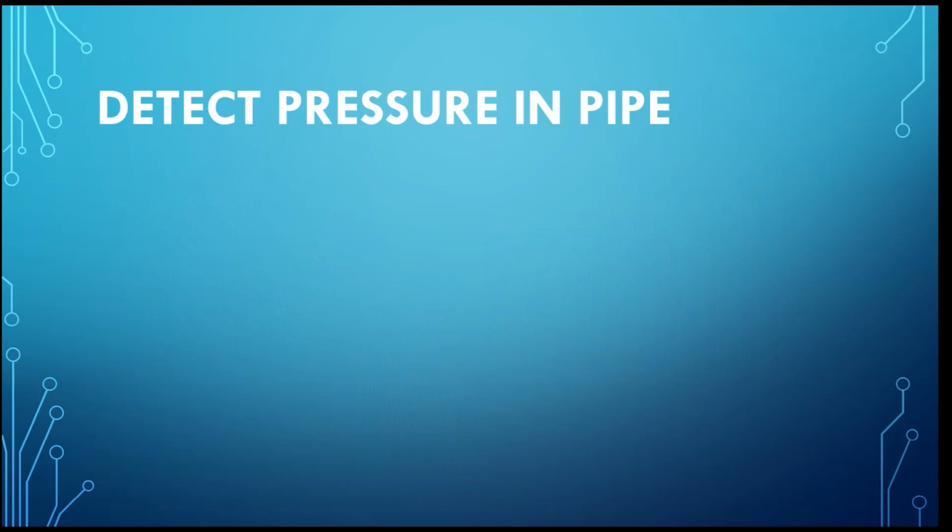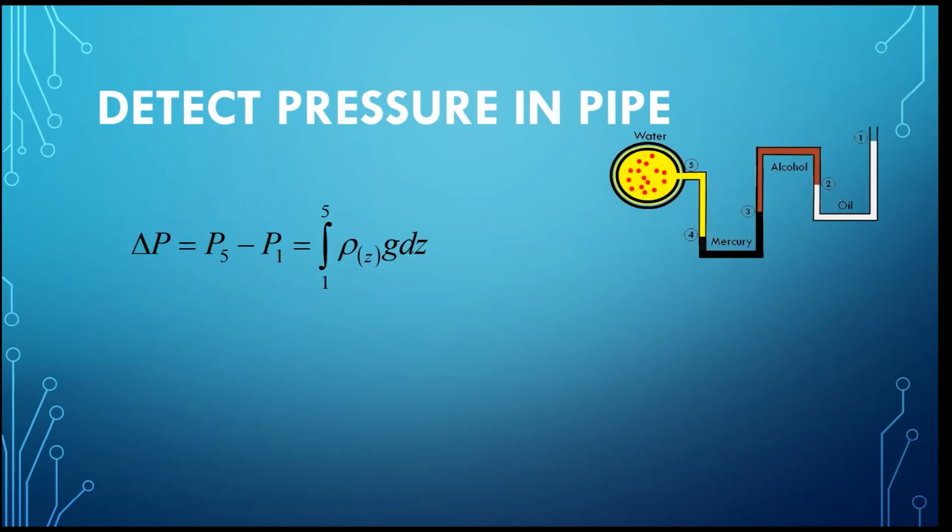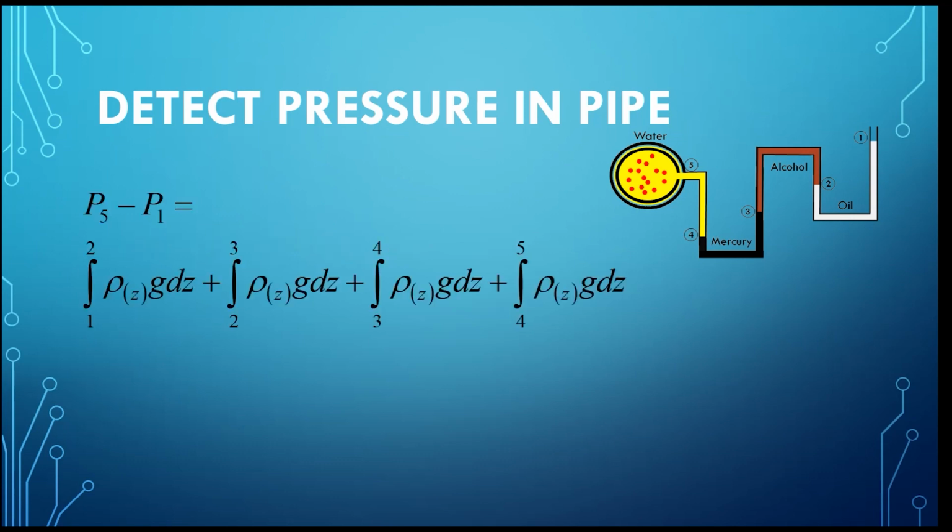Due to the formula of fluid pressure, the pressure difference between point 1 and point 5 can be generally written out as the integration of ρ as a function of depth z, multiplied with the gravitational acceleration g, multiplied with the derivative of depth dz, from point 1 to point 5. It can be then decomposed into 4 sectional integrations, from point 1 to point 2, from point 2 to point 3, from point 3 to point 4, and then from point 4 to point 5.